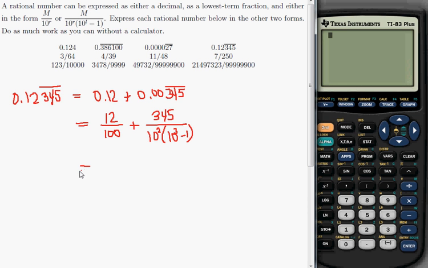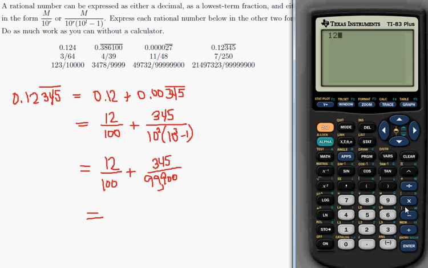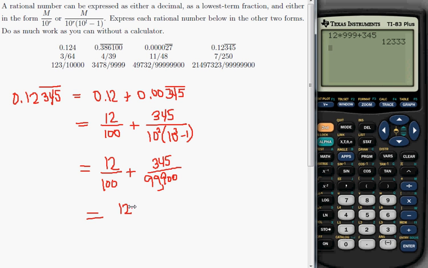And so let's write this as 12 over 100 plus 345 divided by 999 times 100, so 99,900. Then it's a matter of just getting the least common denominator, so 12 times 999 plus 345 is 12,333 divided by 99,900.